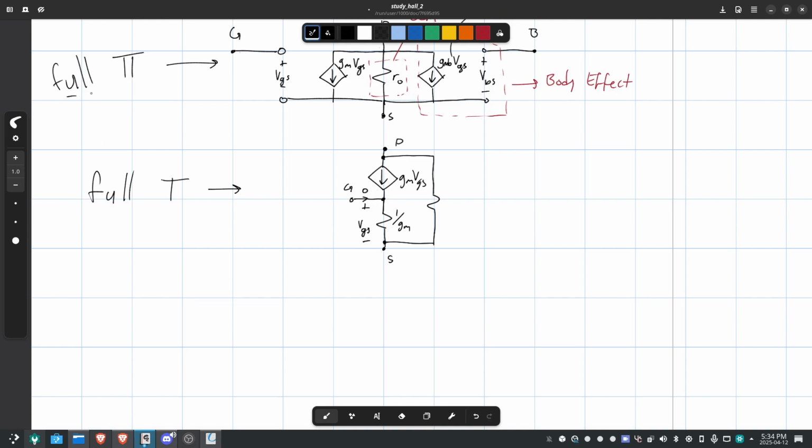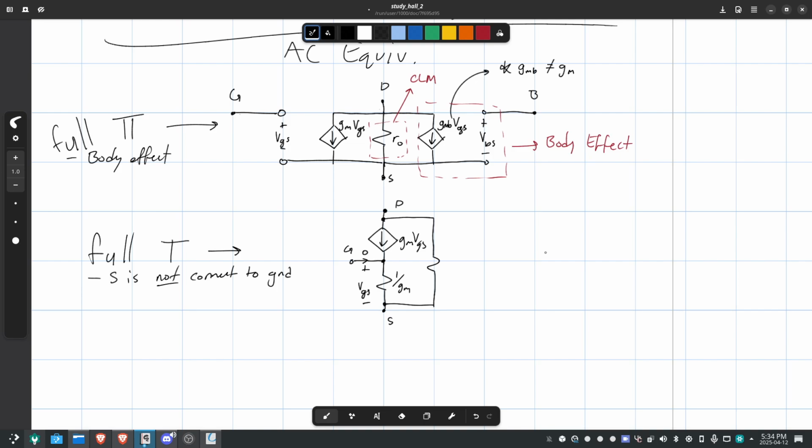The general rule: if you have body effect, use the pi model, and you use the T model if S is not connected to ground. So if S is connected to ground, it's recommended to just use a pi model. If it's not connected to ground, use a T model. If you have a body effect, use a pi model. Hopefully that's not too confusing.